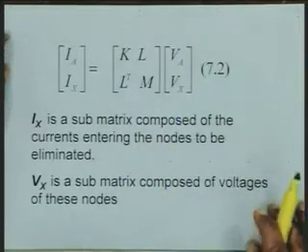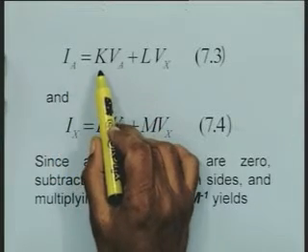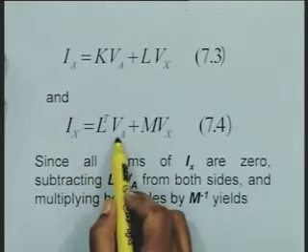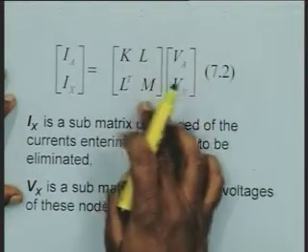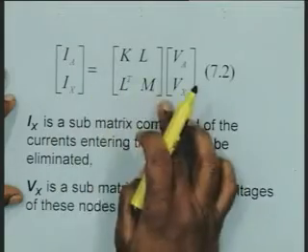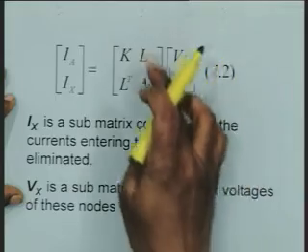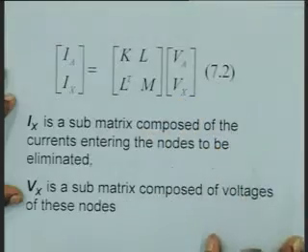After this partitioning, we can write down the two basic equations in the form Ia equal to K times Va plus L times Vx, and Ix can be written as L transpose Va plus M times Vx. This is simply obtained by multiplying these two matrices on the right hand side of this equation. Therefore, I get Ia equal to K times Va plus L times Vx, and Ix equal to L transpose Va plus M times Vx.